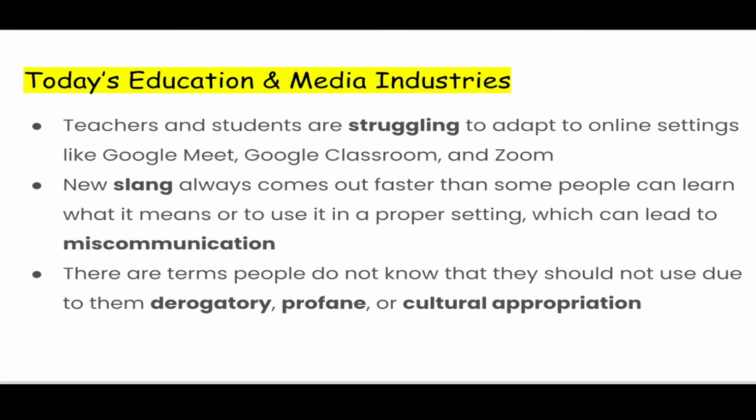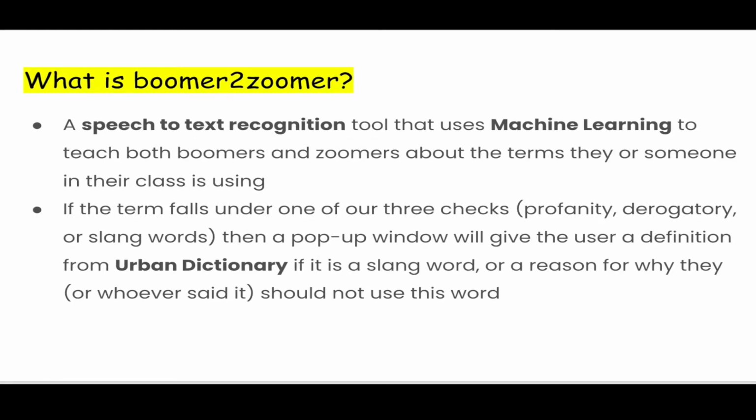Today's education and media industries are both struggling because teachers and students are having a hard time adapting to online settings such as Google Meet, Google Classroom, and Zoom. Additionally, new slang always comes out faster than some people can learn what it means or use it in a proper setting, which can lead to miscommunication. There are terms that people also do not know that they should not be using due to them being derogatory, profane, or cultural appropriation. So what is boomer2zoomer?